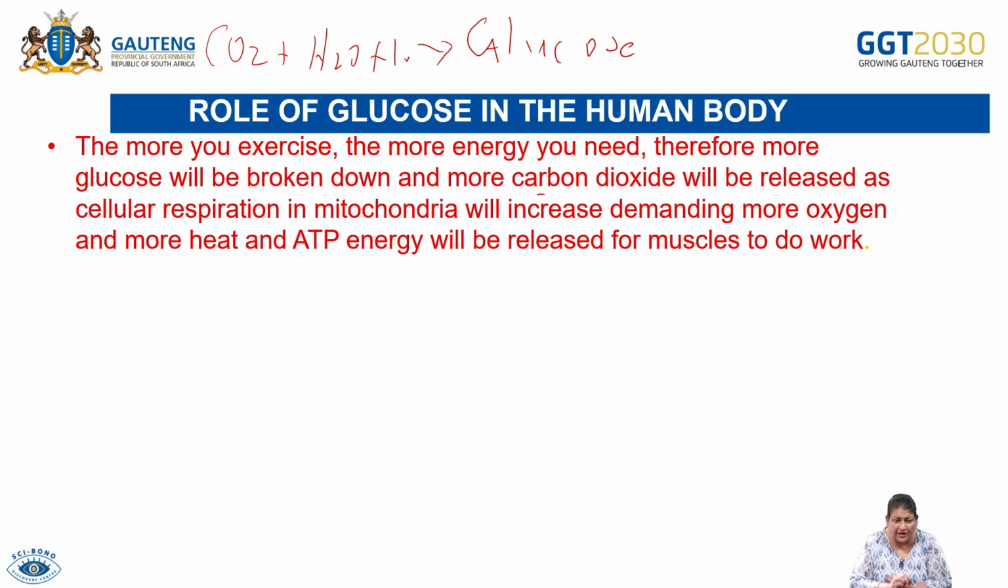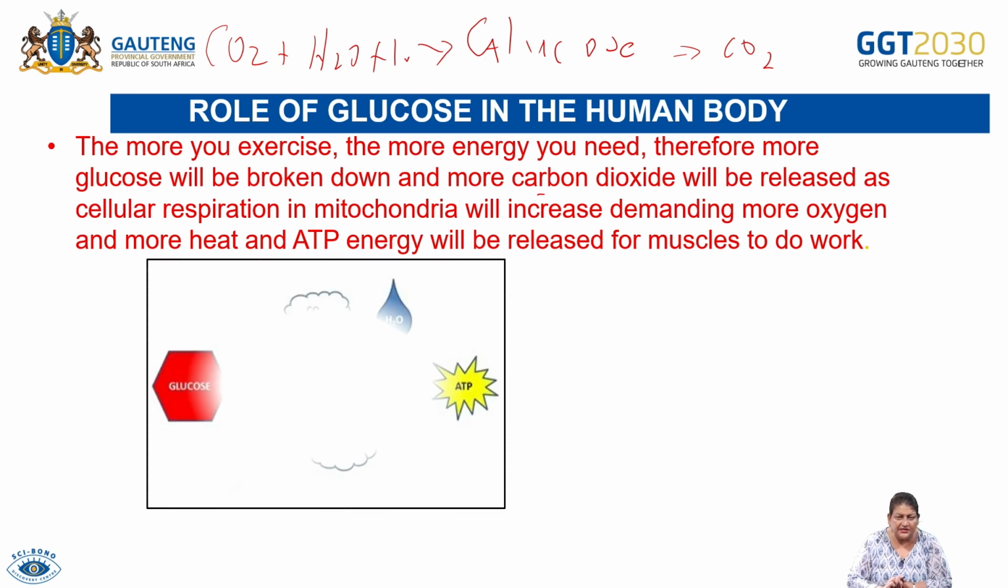Now, when you're going to break down glucose, all that CO2 is going to be released again into the air via the nostrils. So more carbon dioxide will be released as cellular respiration in the mitochondria will increase, demanding more oxygen and more heat, and ATP energy will be released for the muscles to do work.